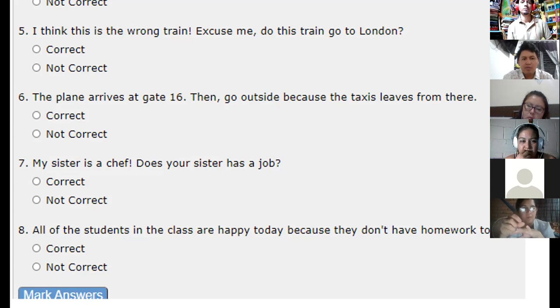Si yo le dijera, transmítame este mensaje a sus compañeros o... Todos los estudiantes en la clase están, todos los días están felices. Yes. Porque ellos no hacen su tarea. Ok. All right. Sí, la verdad que ahí mantiene la idea, pero se pierde un poco el mensaje. Let me just help you over here.